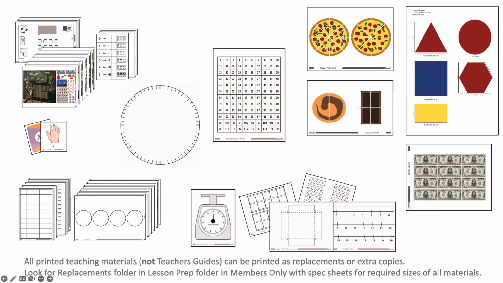As you begin to use the curriculum materials from the content kit box, know that all the content kit materials can be printed from the members only content. These materials are found within the replacements folder in the members only content. The only exception to this are the teacher's guides, so those are not available within members only.